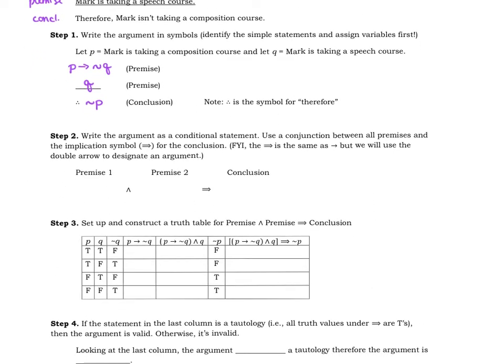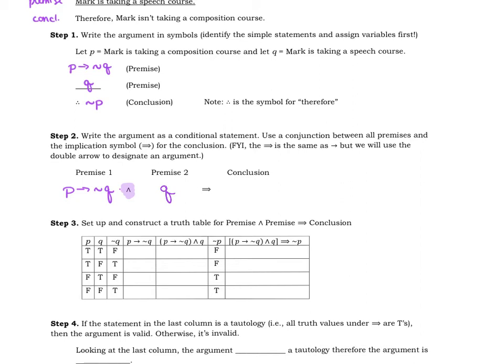All right, so that was step one. Step two, write the argument as a conditional statement using a conjunction between premises. In other words, premise one, we've got our if P, then not Q. You'll always include that little and symbol, and then we've got our second premise, Q.